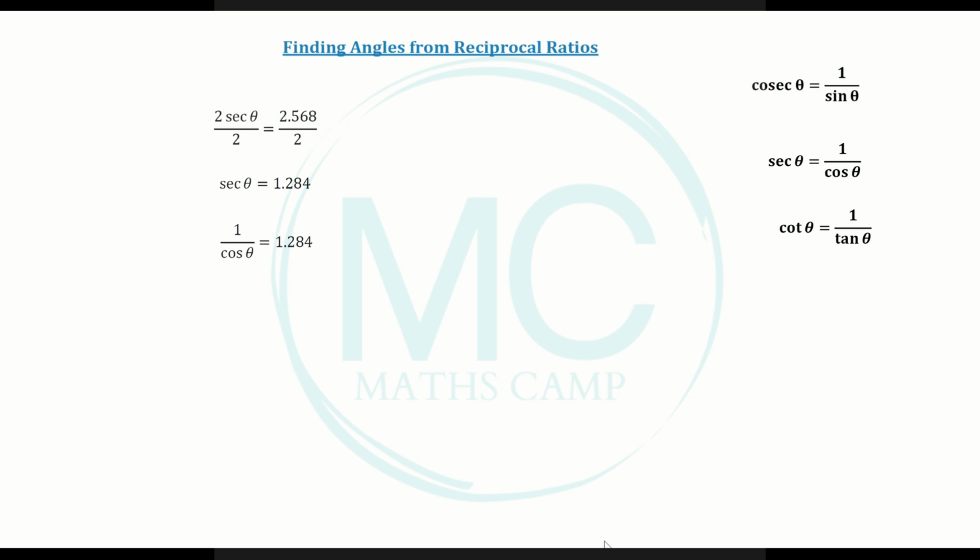Let's move cos to the right-hand side of the equation. On the left, we're left with 1 is equal to 1,284 multiplied by cos theta. Now we need to get cos theta by itself. So let's divide both sides by 1,284. And we get 1 over 1,284 is equal to cos theta.